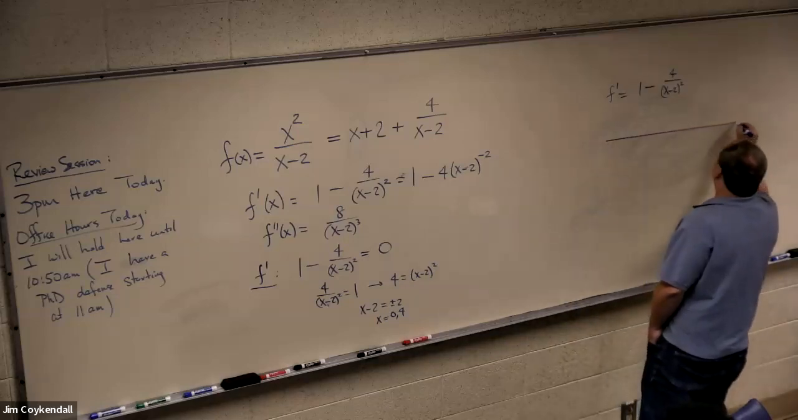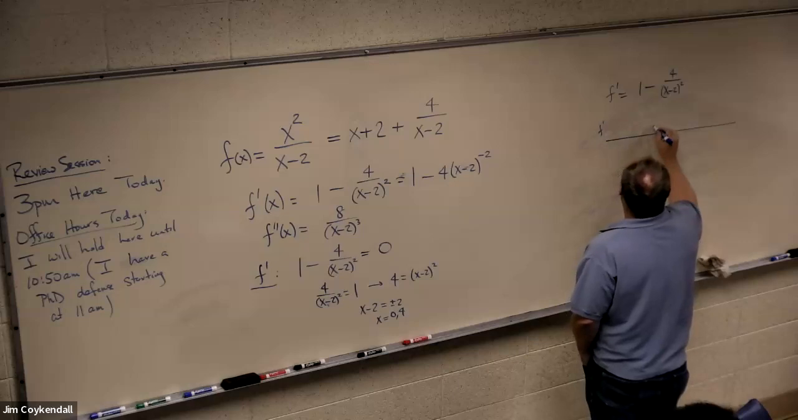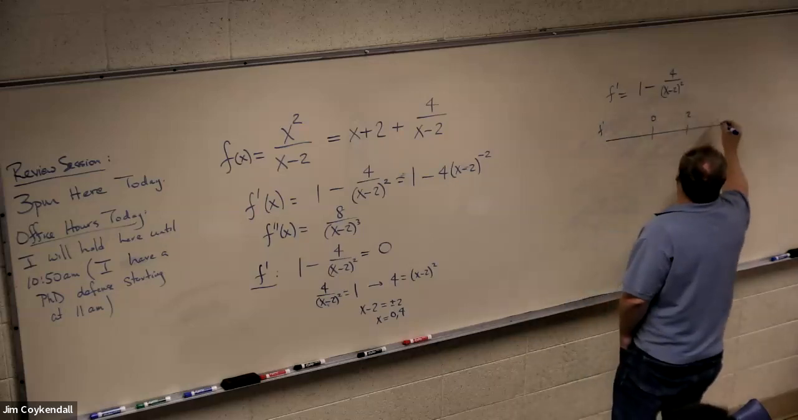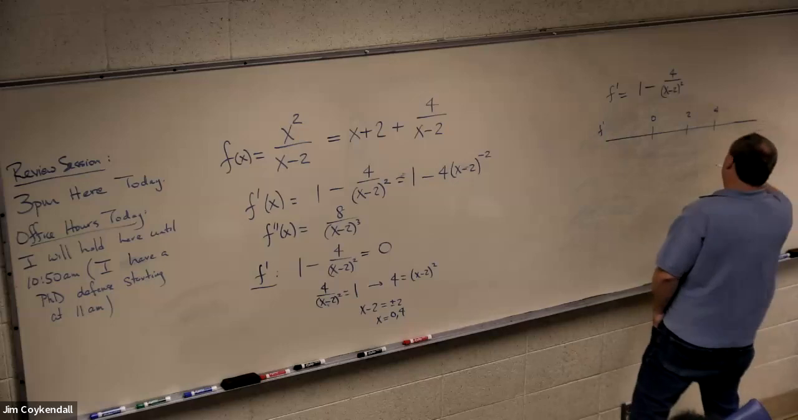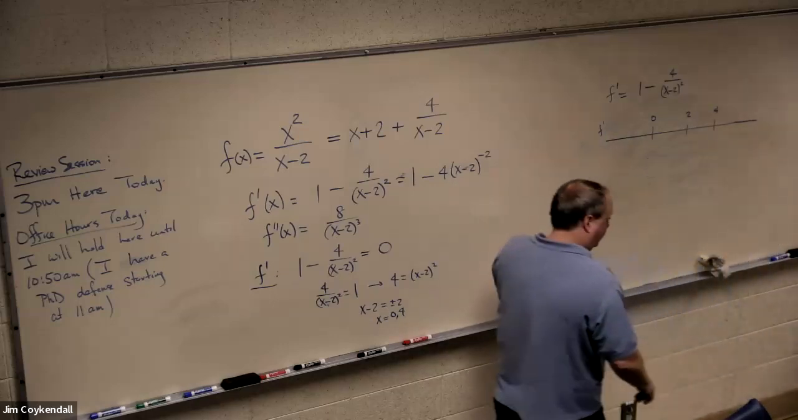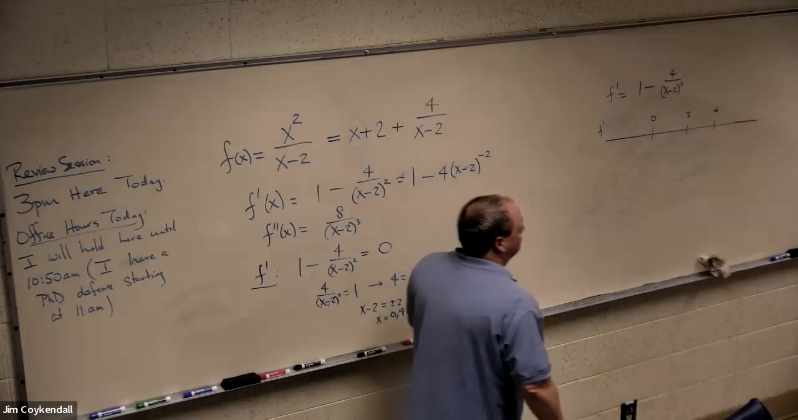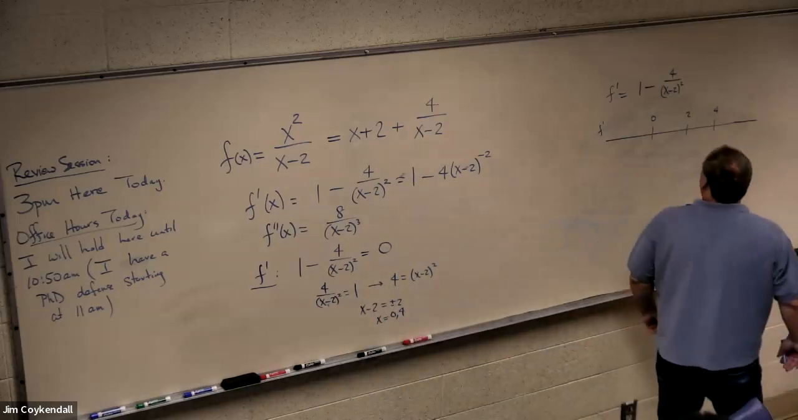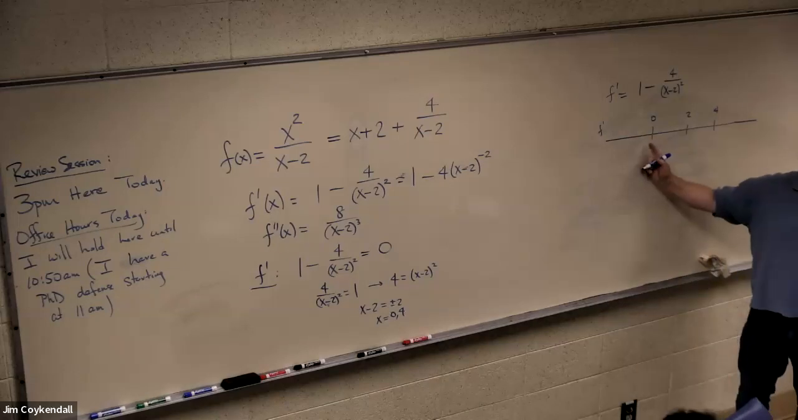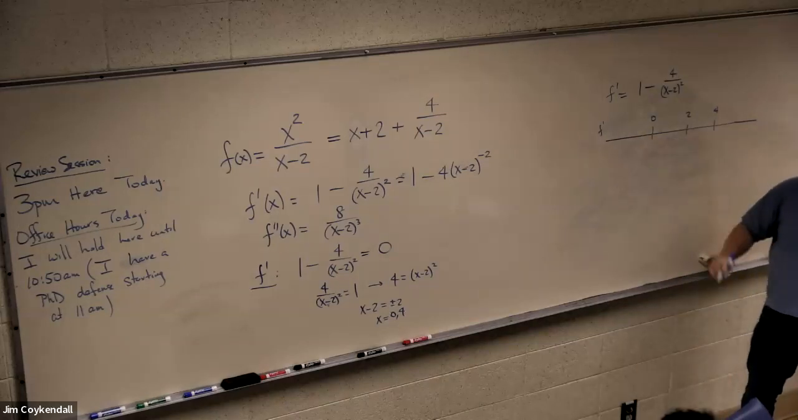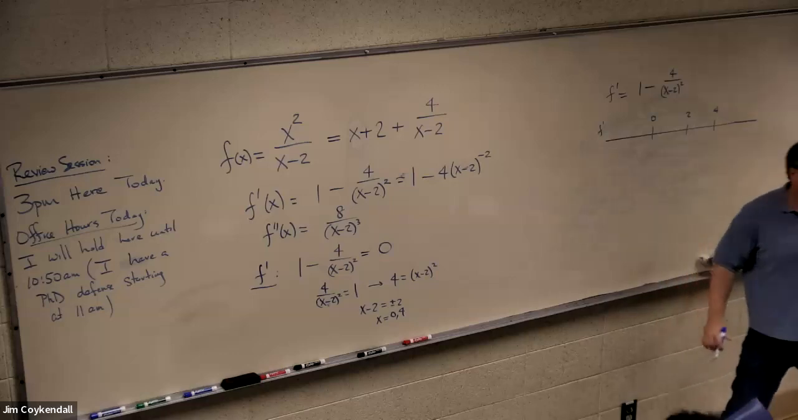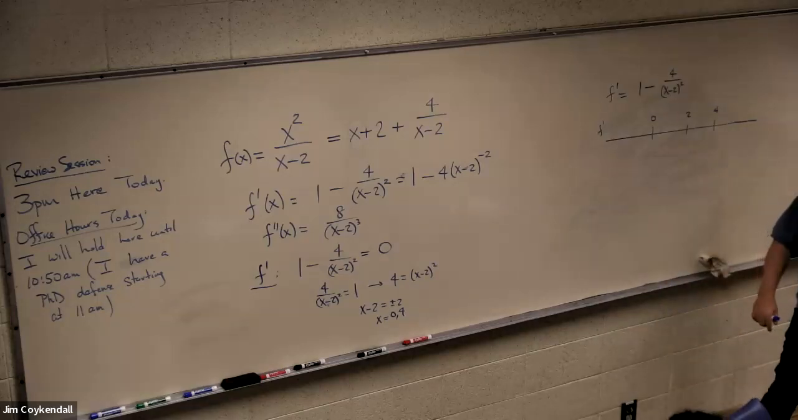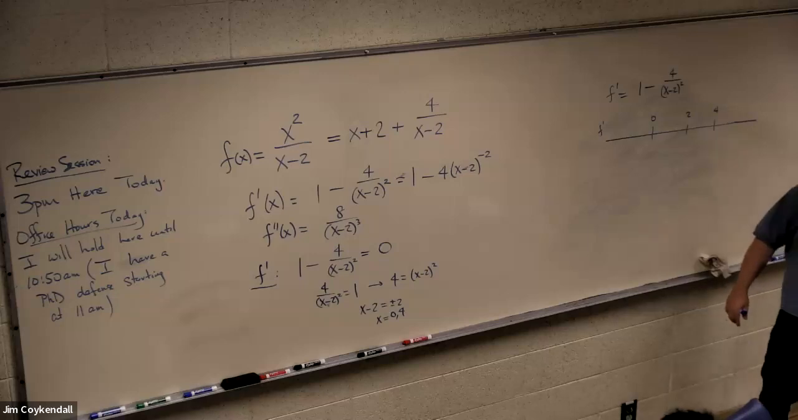So I've got 3 points that I need to report: 0, 2, 4. And I want to figure out what the sign of this is. This is actually rather easy to check because these 3 points, these critical numbers and pseudo-critical numbers, are the only places where the derivative can change sign. Because these are the places where the derivative is either 0 or does not exist. Everybody okay with that? The only places that can change sign.